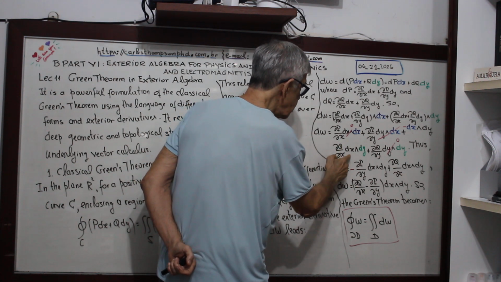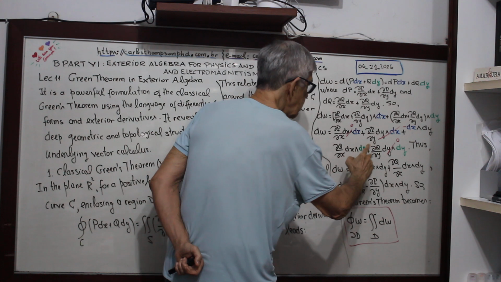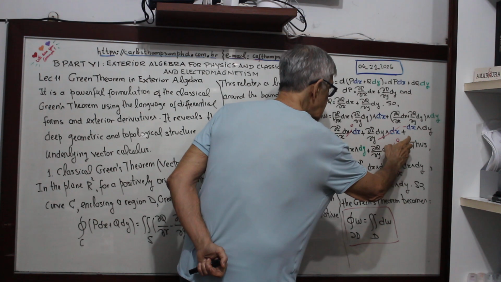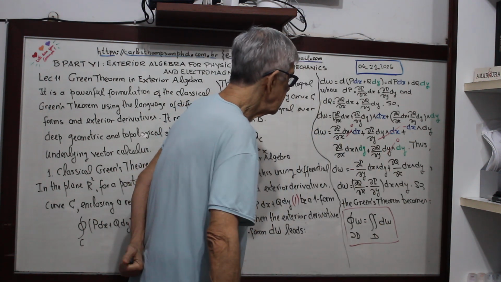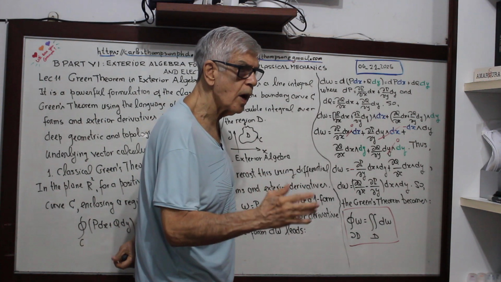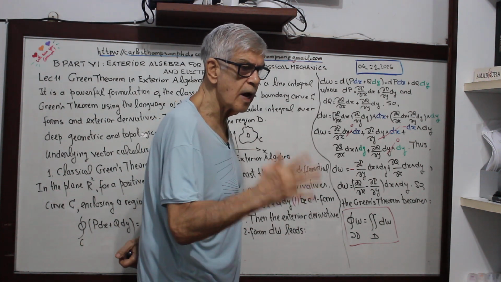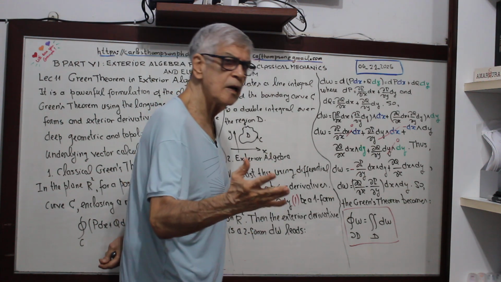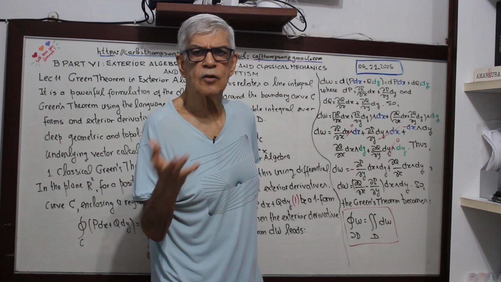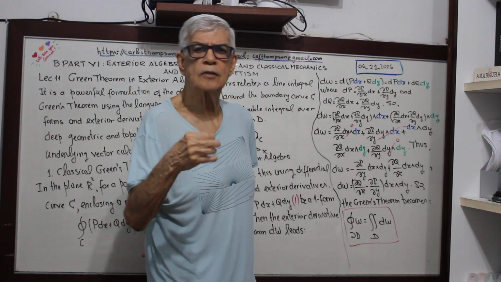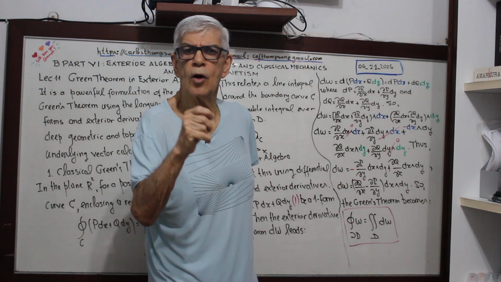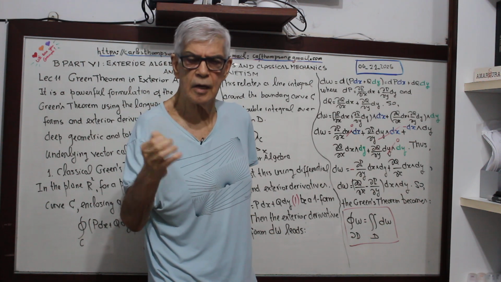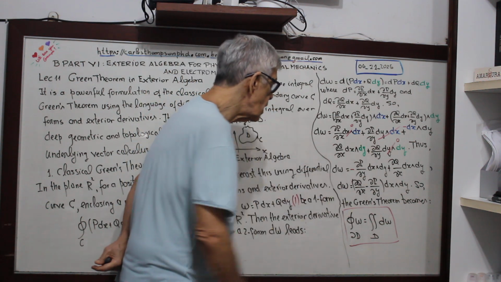The same in this case: partial Q with respect to x dx wedge dy, and partial Q with respect to y, dy wedge dy, which is also 0, because of the skew symmetry. The dx wedge dx and dy wedge dy terms are 0. It's the same as in classical mechanics: the cross product I cross I is 0, J cross J is 0, K cross K is 0. It's analogous.